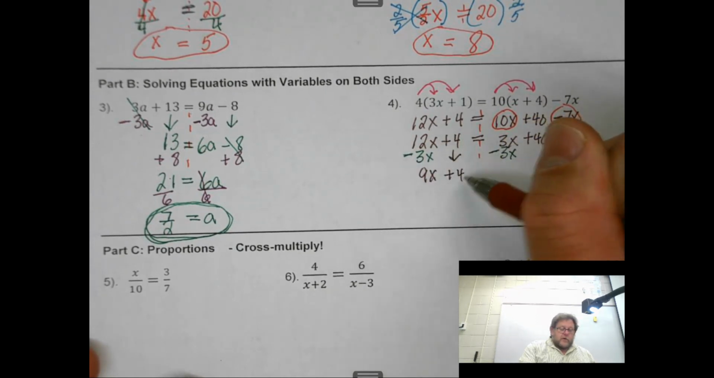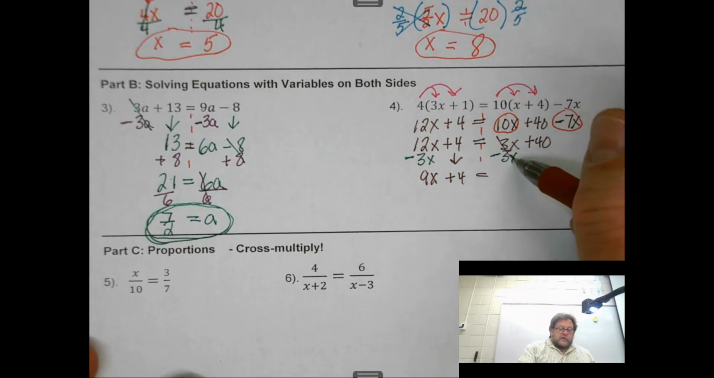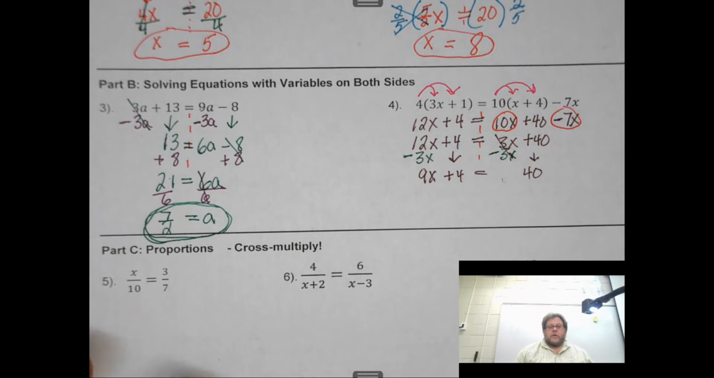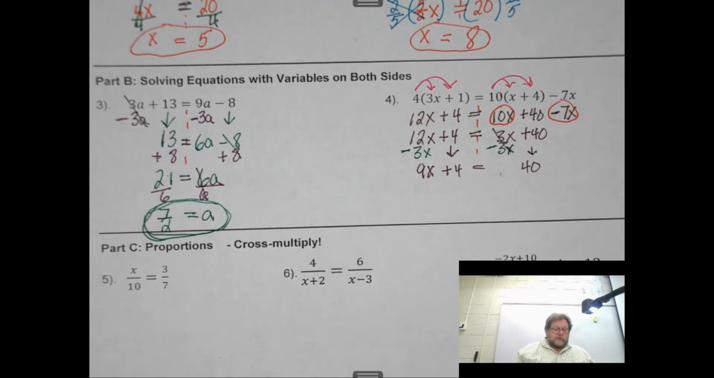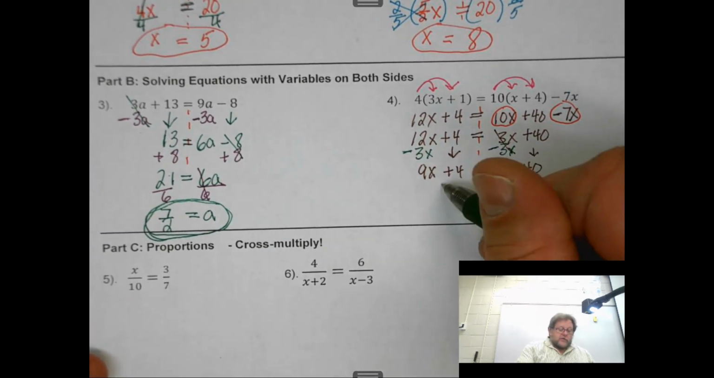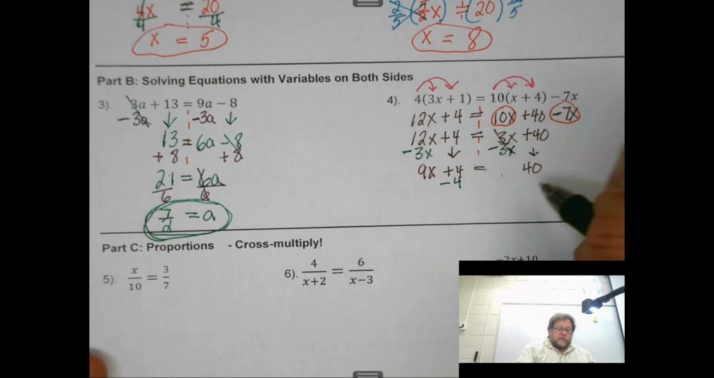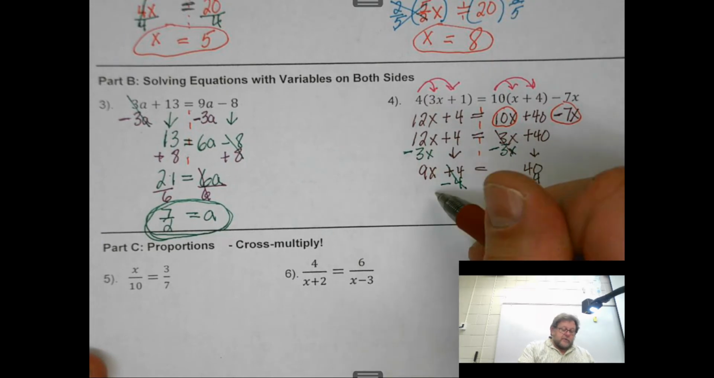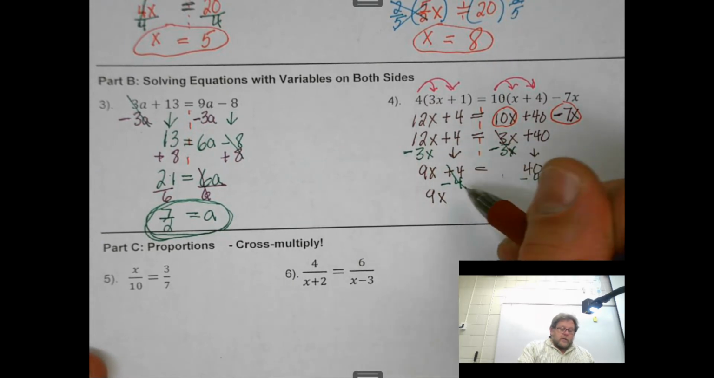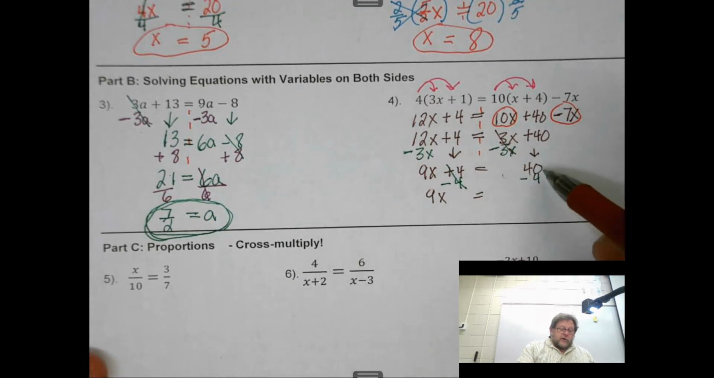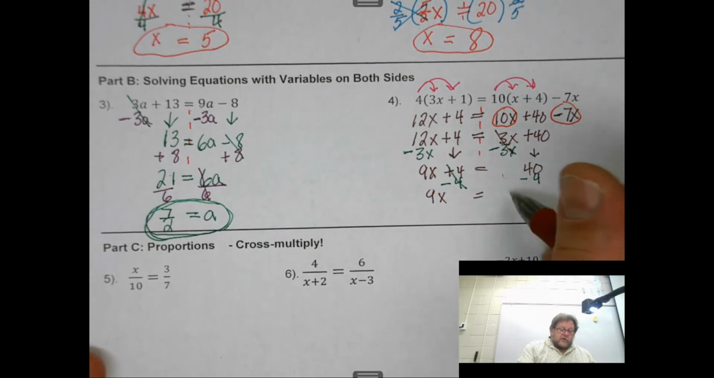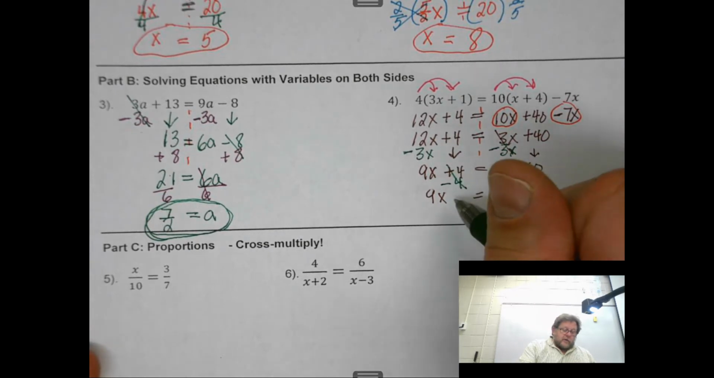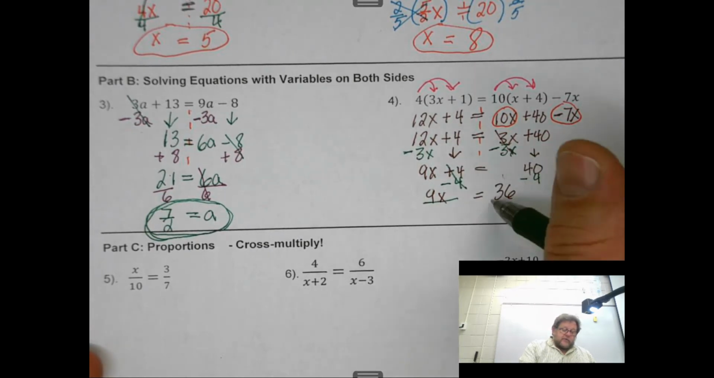Get my numbers on the other side. I'm going to undo plus 4 by subtracting 4. I get 9x equals 40 minus 4 is 36. Divide 9x by the coefficient 9. And 36 divided by 9 is 4. See, I was thinking ahead.